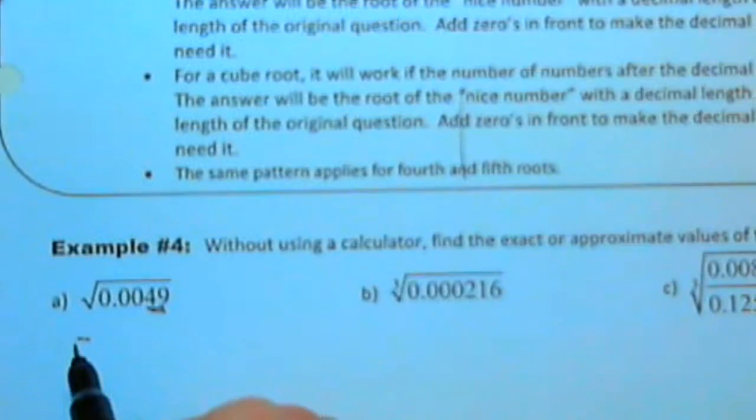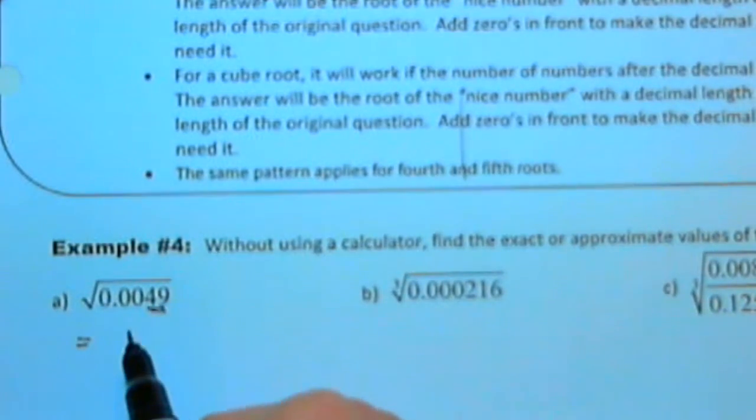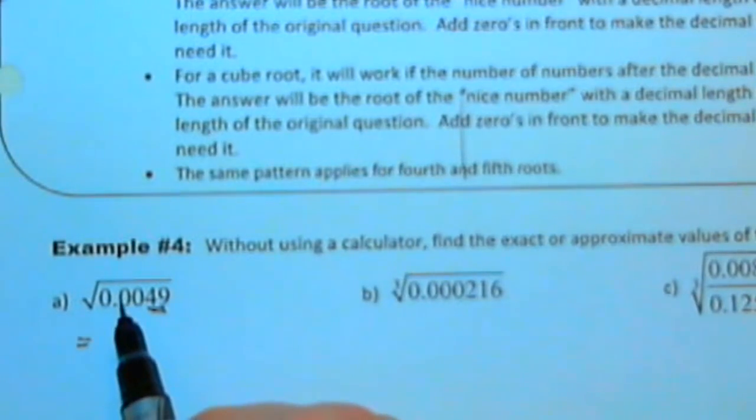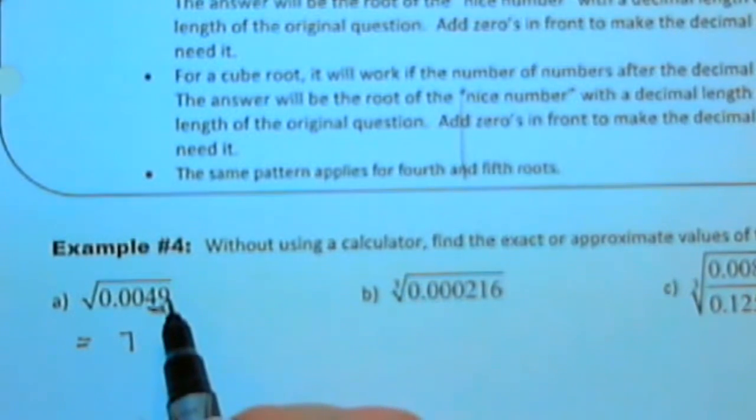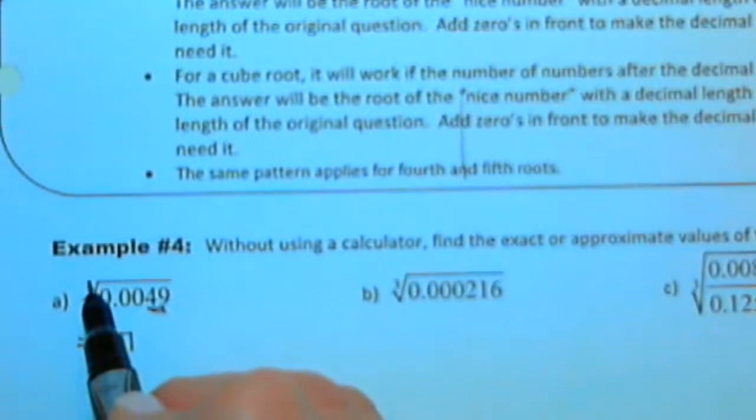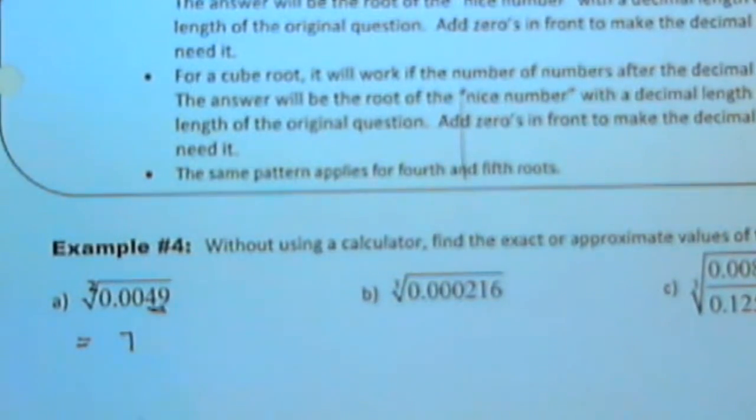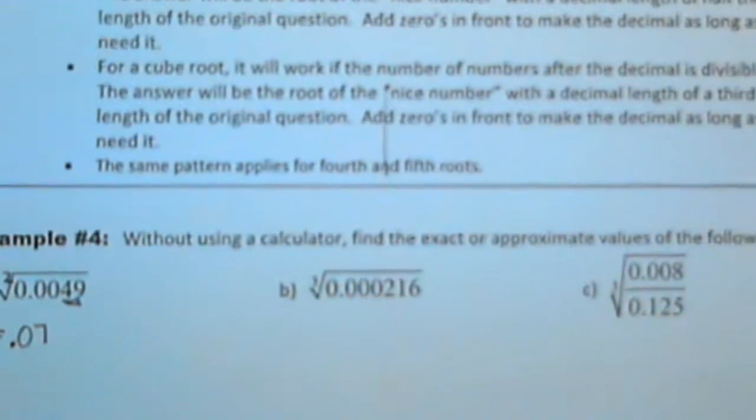How do we do this then? What's the square root of 49? 7. How many decimal places do we have inside? 1, 2, 3, 4. Divide that by the 2. That's really there for a square root. 4 divided by 2 is 2. That means that our answer has to have 2 decimals. Right now the decimal is here, so we move it once, twice, which means 0.07 is my answer.